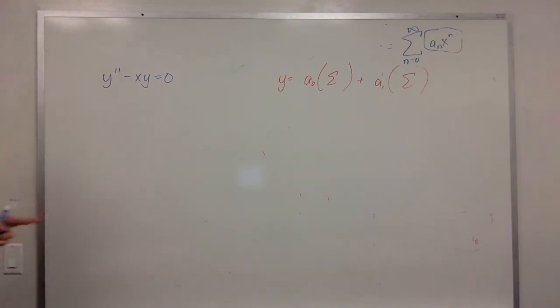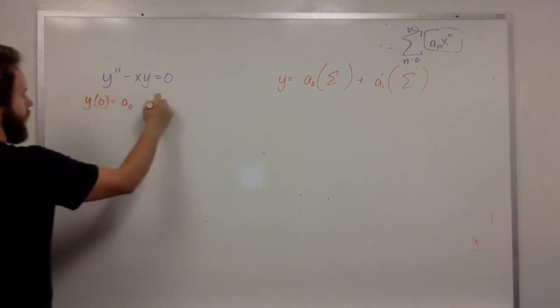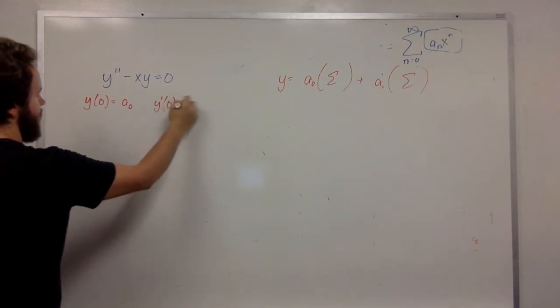I hope to God this works out really well. Here we go, though. Let's see if this works. So y of 0 is a0, and y prime of 0 is a1.